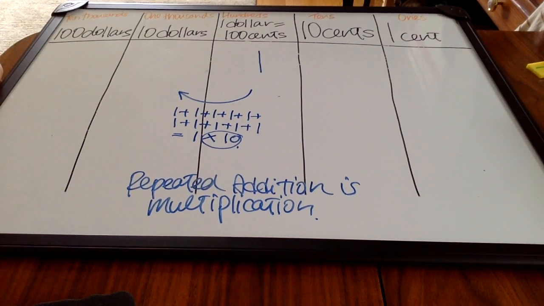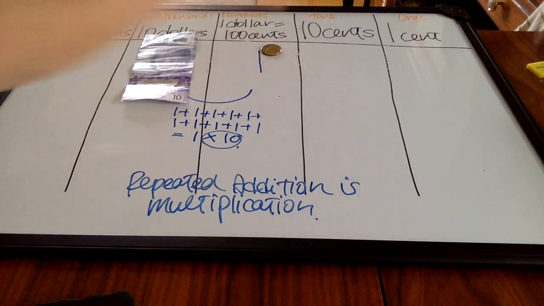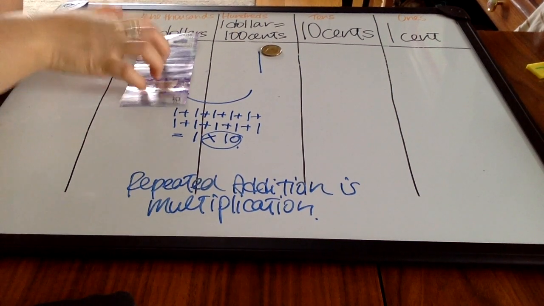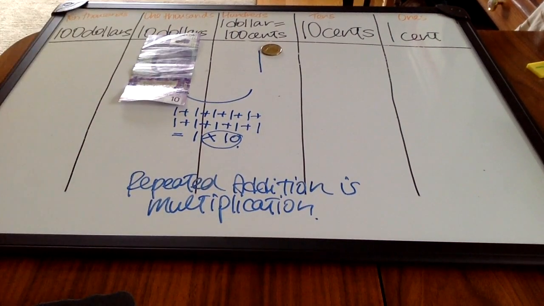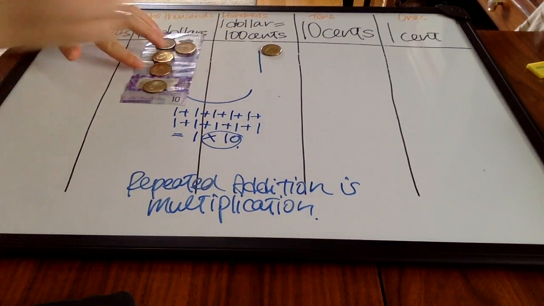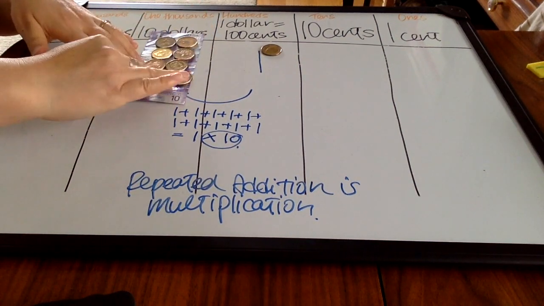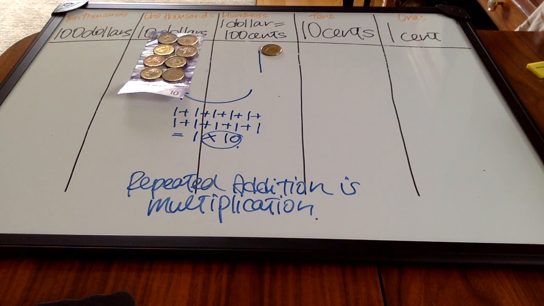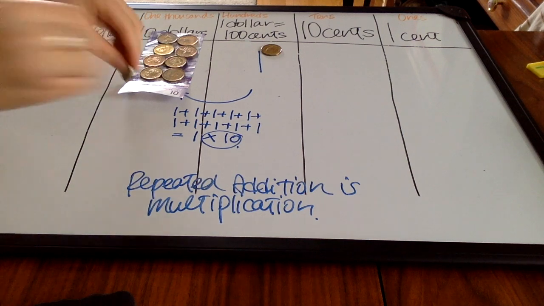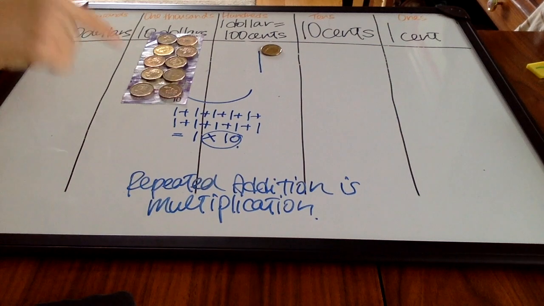So what if we went the other way? That means you have $10 right over here, but you want to make $10 into $1. What are you doing? Let's think about what $10 is made out of. $10 is made out of 1, 2, 3, 4, 5, 6, 7, 8, 9, 10. So $10, in essence, is made out of 10 $1 coins.